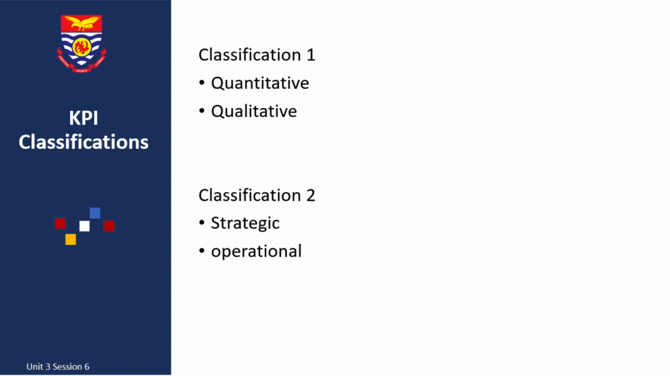Now the strategic is looking at the bigger picture, and then we're breaking down the strategic KPIs into smaller units, into the day-to-day operation of the organization, which is what we refer to as the operational classification. So now we have two classifications of KPI. The first classification has to do with the quantitative and qualitative, and the second classification is the strategic and operational.